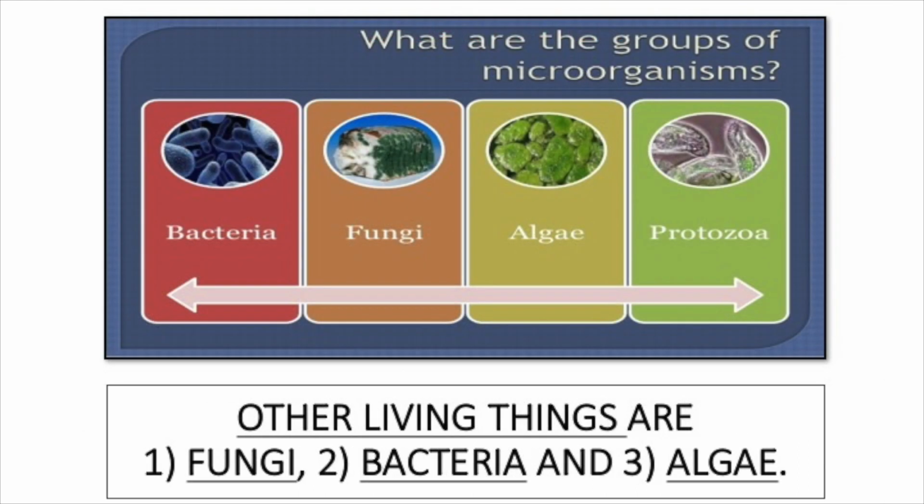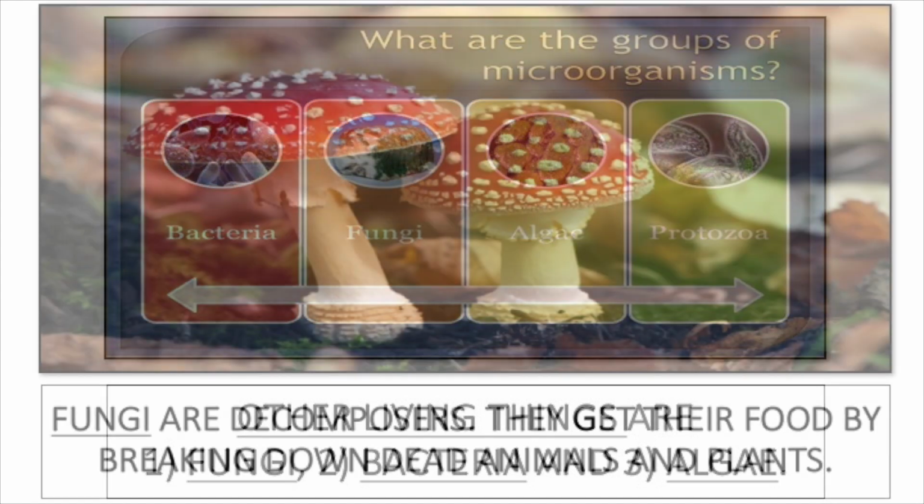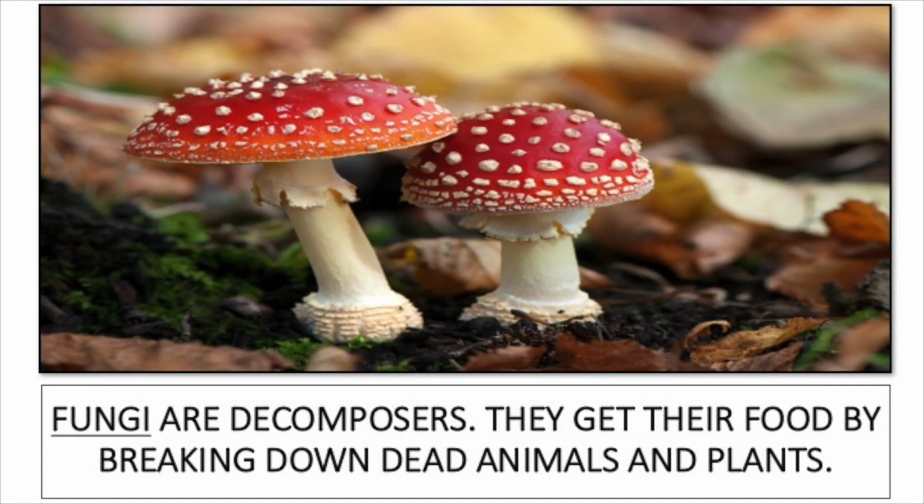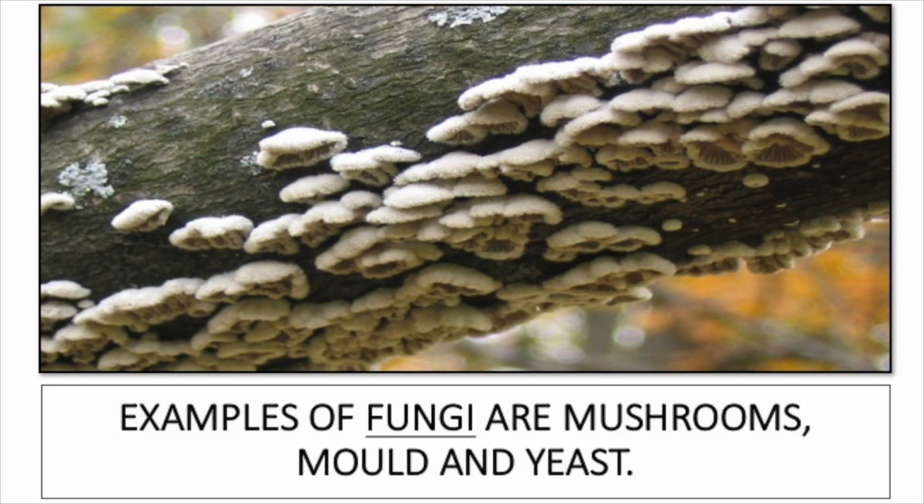And other living things that we looked at, fungi, bacteria, and algae. Fungi are decomposers. They get their food by breaking down dead animals and plants. Yes. Remember before when we looked at the food cycle and then the birds would die and then the fungi would feed off the dead bird. That's what we mean by decomposers. They feed off dead things. Examples of fungi are mushrooms, mold, and yeast.